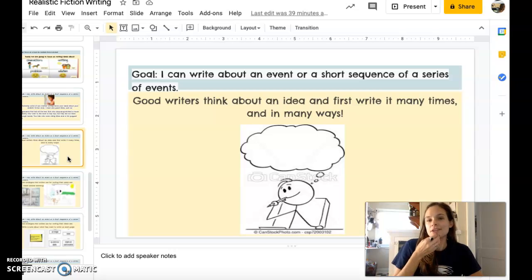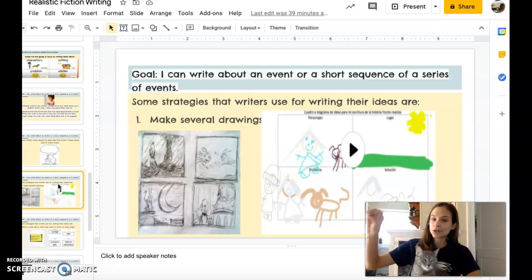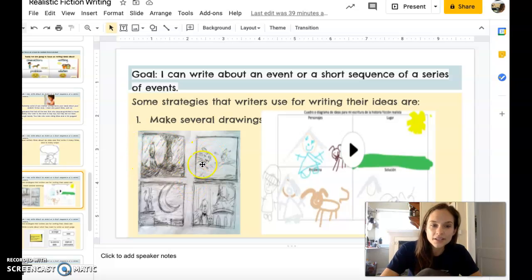Now, good writers think about an idea and they first write it many times in many different ways. There are different strategies we can use, and some strategies that writers use for writing their ideas are, number 1, make several drawings. Now take a look here. This person sketched out their story in the boxes. So you can draw your story.